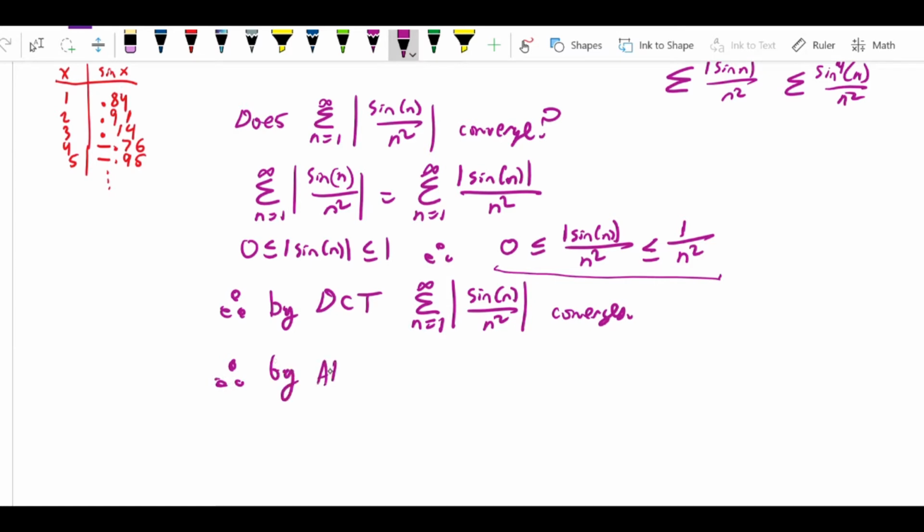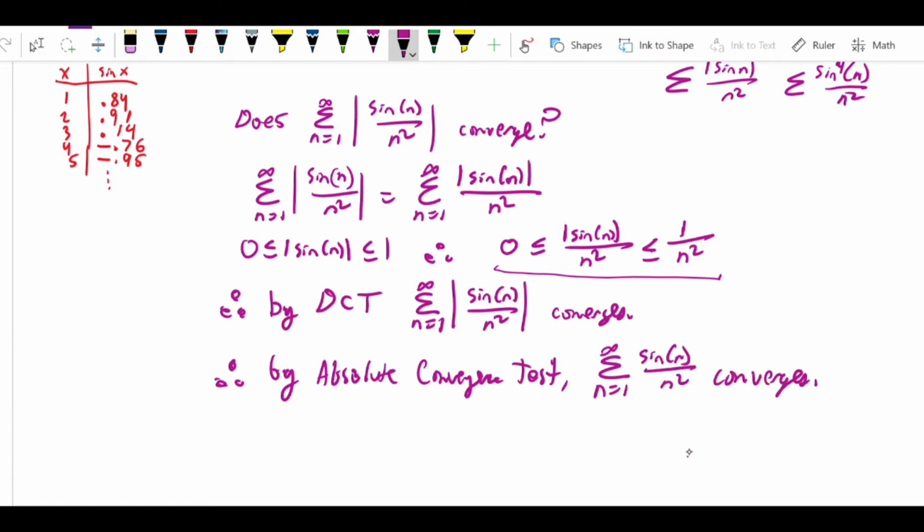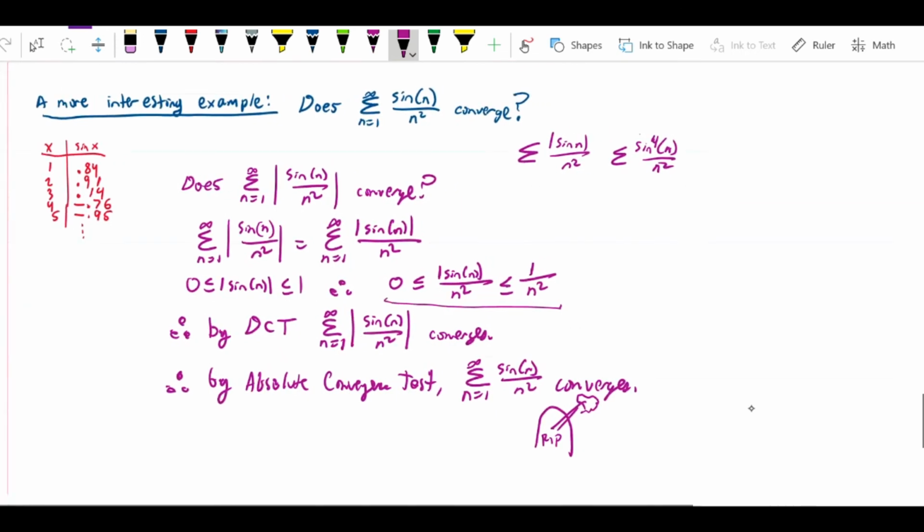by the absolute convergence test, the sum from n equals 1 to infinity of sine n over n squared also converges. So we can conclude the proof that way. So this is yet another use of the absolute convergence test, and in a slightly more interesting case.